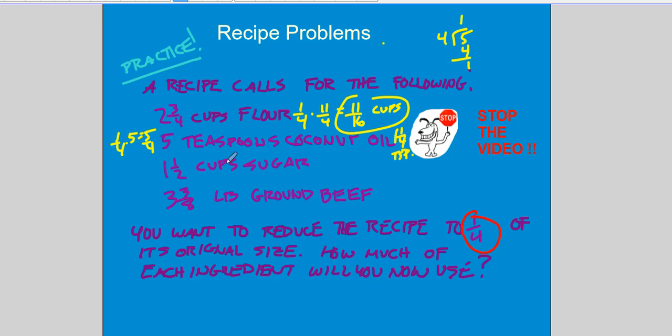Now, we take 1/4 of 1 1/2 cup sugar. Well, that's 1 times 2 is 2, plus 1 is 3, 3/2. So that's going to be 3/8 cups of sugar. And then we take 1/4 of 3 3/8. So 1/4 of 3 3/8, well 3 times 8 is 24, plus 3 is 27/8. So this is going to be 27/32 pounds of ground beef. And that finishes this question.